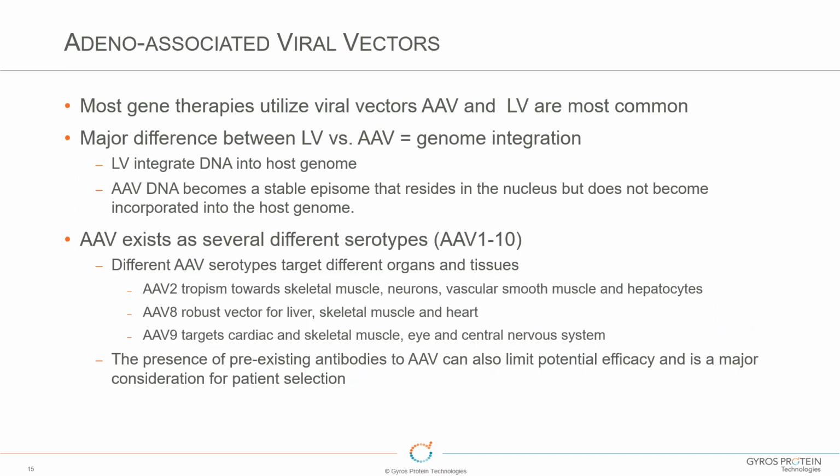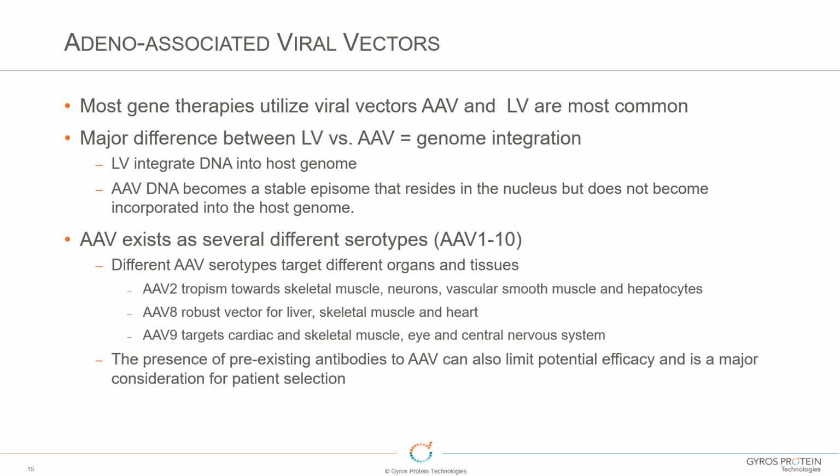So the Gyro system can also be used for titer of the adeno-associated viral vectors. So AAV, unlike the lentiviral vectors, inserts a DNA that becomes a stable episome that resides in the nucleus, but doesn't become incorporated into the host genome. So this has some advantages from a safety standpoint, but limitations are around the effect can go away over time.